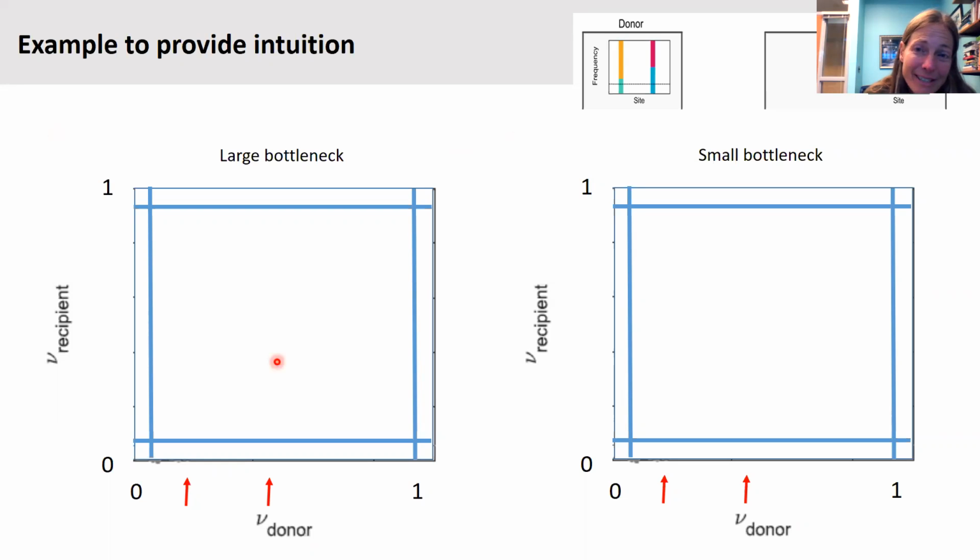Okay, yeah. So if there's a large transmission bottleneck, we expect the frequency in the donor to be mirrored in the recipient, right? Because basically, if the recipient is sampling a lot of particles from the donor, the genetic composition of their viral population should look similar to that of the donor. So if the bottleneck size is large, we expect the variants to fall along this one-to-one line over here. What about if the bottleneck's small? Let's say it's on the order of 1 viral particle.